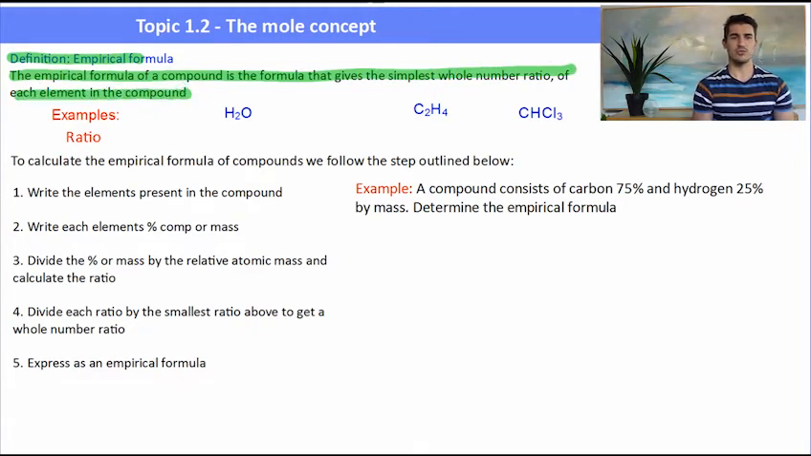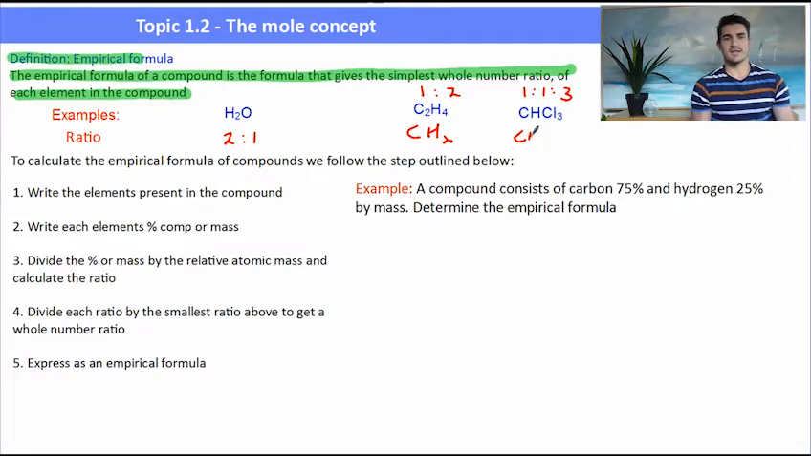For ethene in the middle, our ratio would be C2H4, but that's not the simplest ratio. If we divided both sides by 2, the simplest ratio would be 1 to 2. So we could write the formula as CH2. In the last one, because we've got a 3 in there, that's already the simplest ratio. So the empirical formula would be CHCl3.